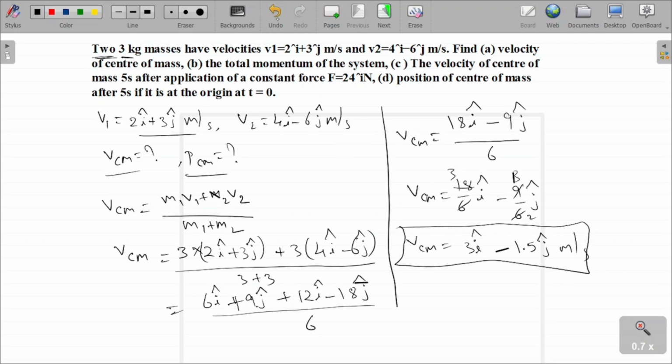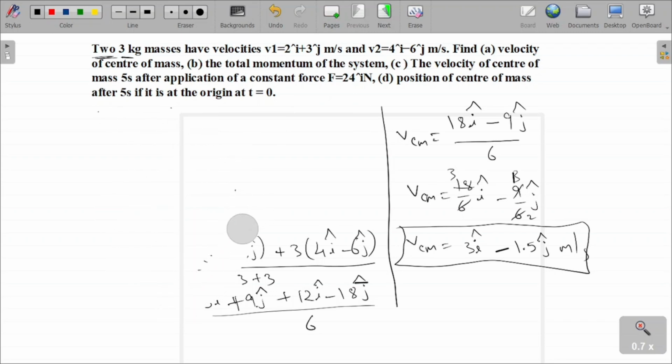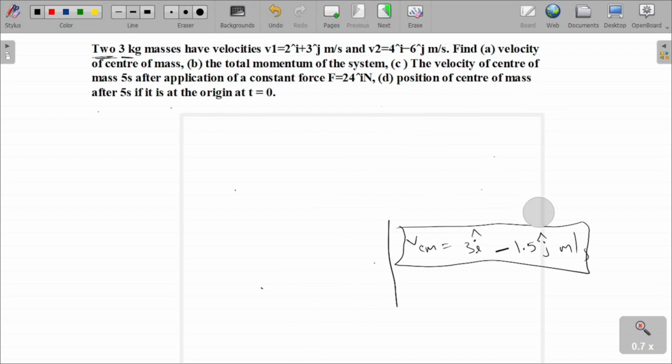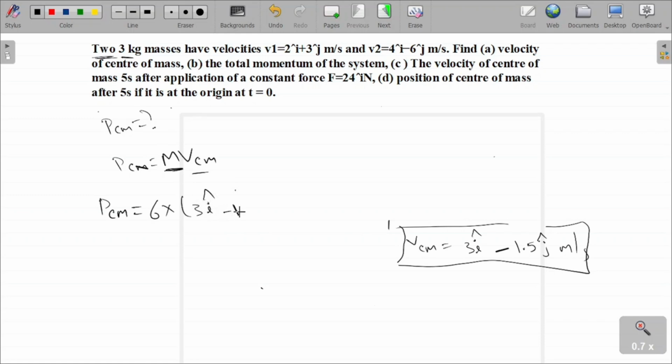Okay. Still, what did they ask us to find? Momentum. How to find the momentum? As you already got the velocity of center of mass, now we are about to find the momentum. So I want to find the pcm. What is the pcm? pcm equal to m vcm. As we know vcm here, I am going to replace it. So pcm equal to total mass. Total mass is how much? 3 plus 3, 6, into vcm. vcm is 3 i cap minus 1.5 j cap. So it is 18 i cap minus 9 j cap kg meters per second or Newton second. Okay, this is for momentum.